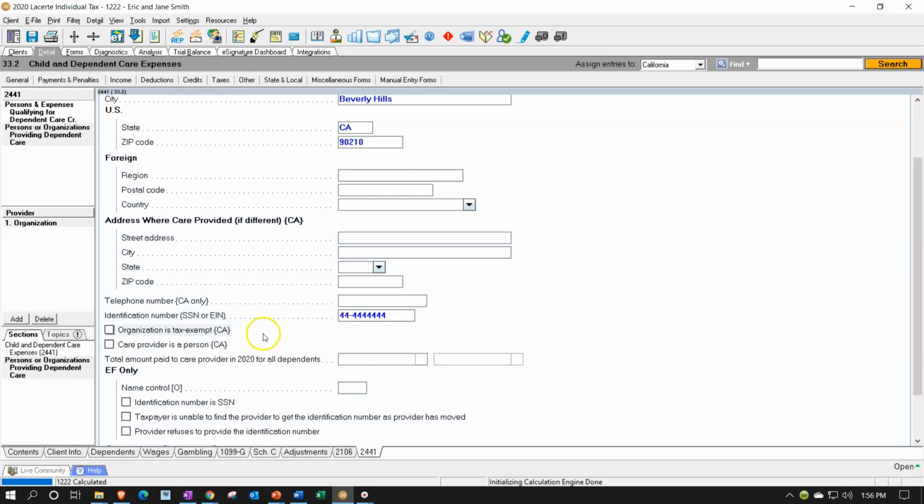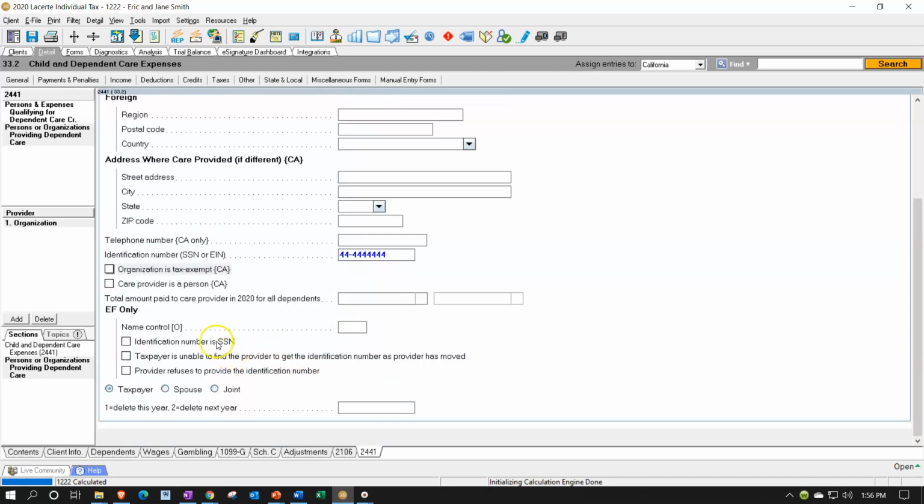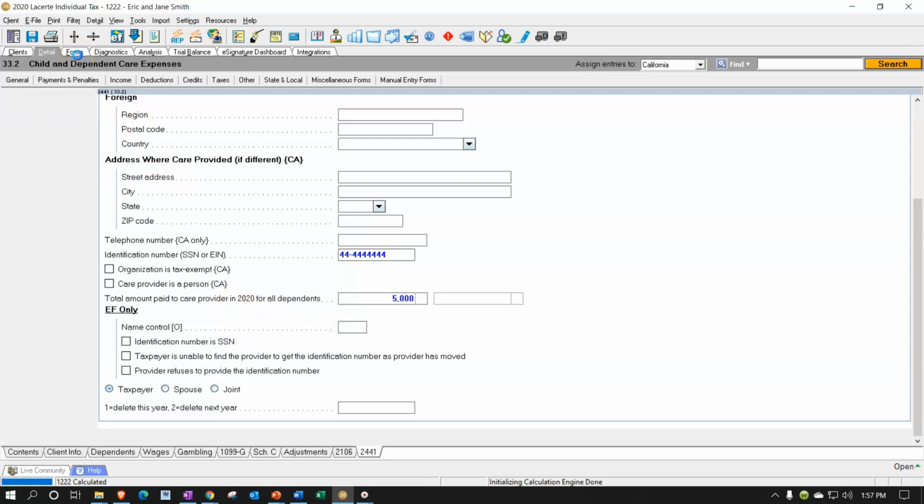Now, if it's an institution, it'll most likely look something more like this for an EIN number. If it's a social security number, it's going to have 3 digits, a dash, 2 digits, and then a dash, like a normal social security number type of identification number. And then these are California, so I won't go into that. Total amount paid to care provider in 2020. I'm going to say this is that same $5,000. So notice this is kind of matching out now to the individual that's being taken care of, matching out over here. And then we're going to say, let's keep it at that, and then go to the forms up top.